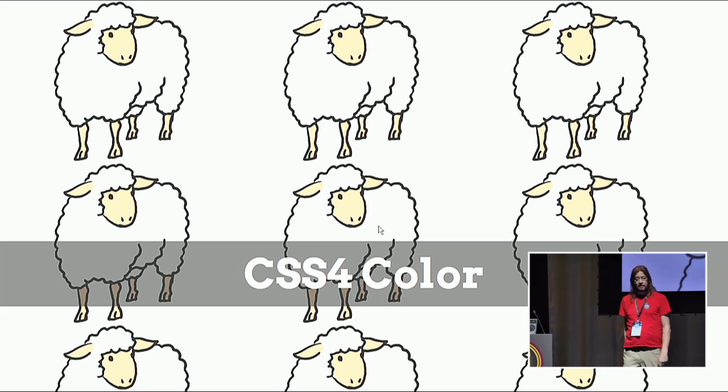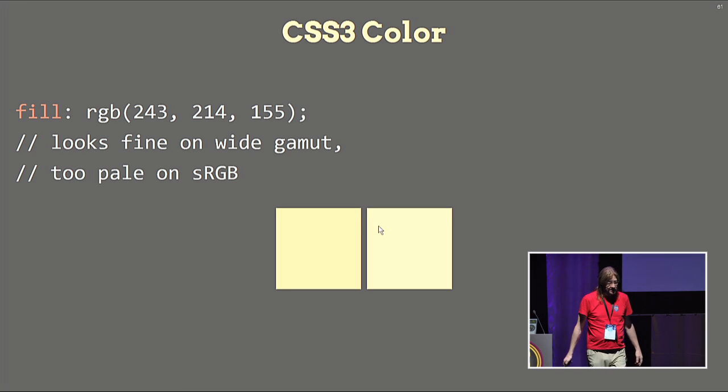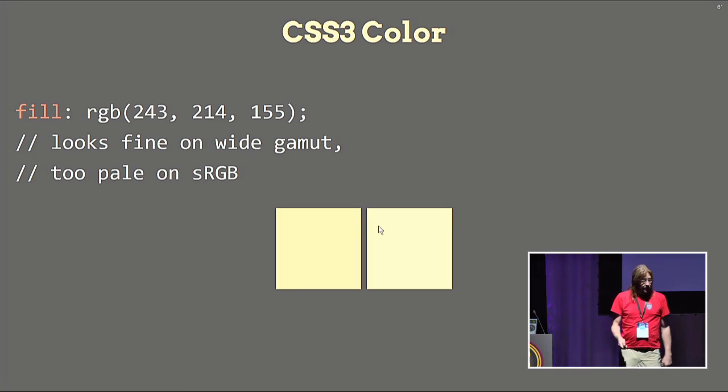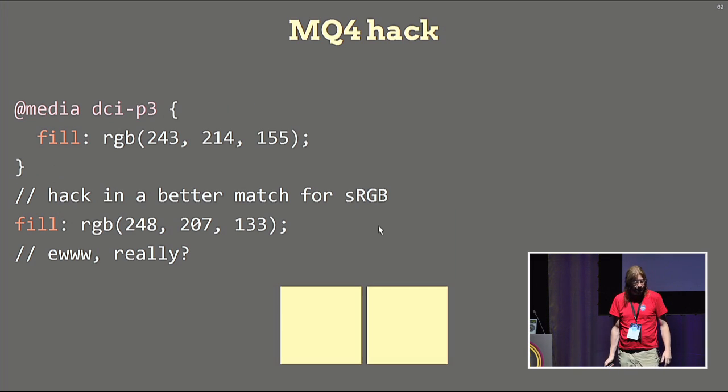Good. Now, finally, we get onto CSS4 Color. And now you'll understand, when I show you a piece of syntax, you'll actually know what it's for. So first of all, CSS3 Color. Here we go. We've got RGB, blah, blah, blah. And on a wide gamut screen, it looks correct, because that's what you mixed it up on. And then you look on an sRGB screen, and it's too pale, because this is device-dependent color.